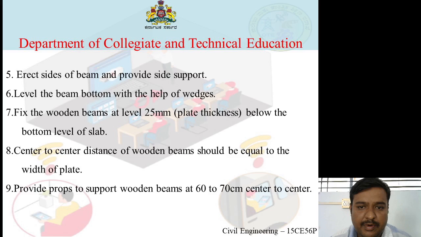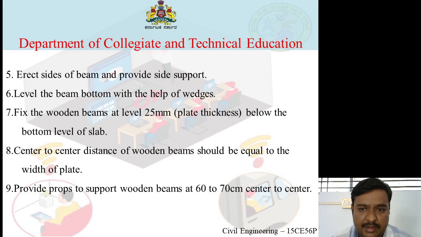So next, the sides of the beam have to be erected to support the side support, and level the beam bottom with the help of wedges. Then fix the wooden beams at the level 25 below the bottom level of slab. So this is very important. Fix the wooden beams at the level 25 that is plate thickness. Plate thickness below the beam bottom, we should place below the bottom level of slab.